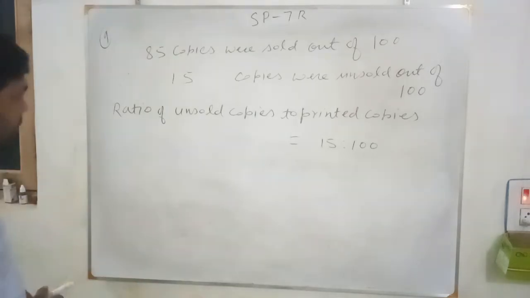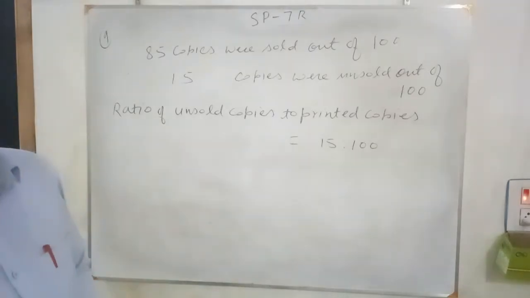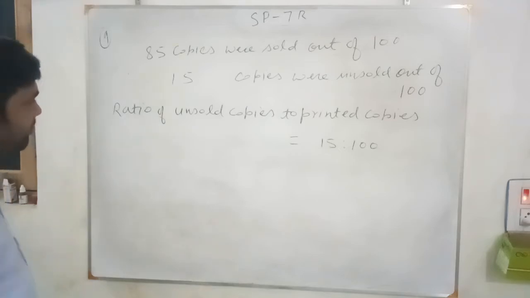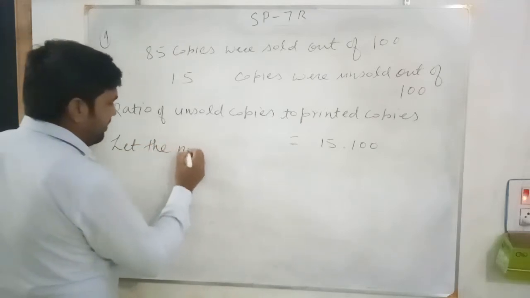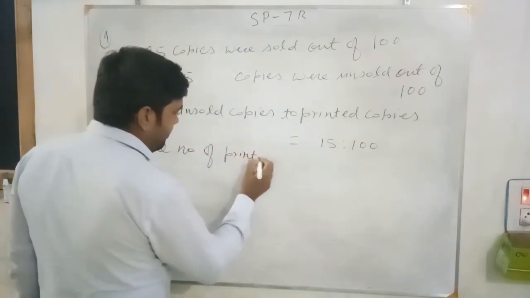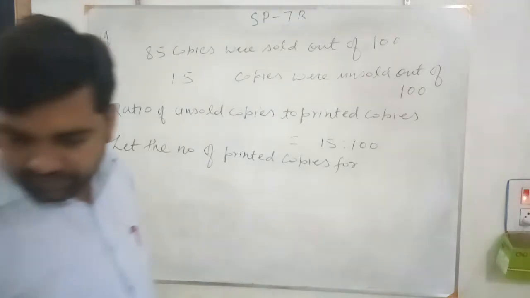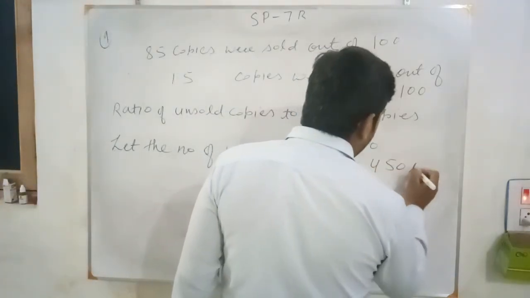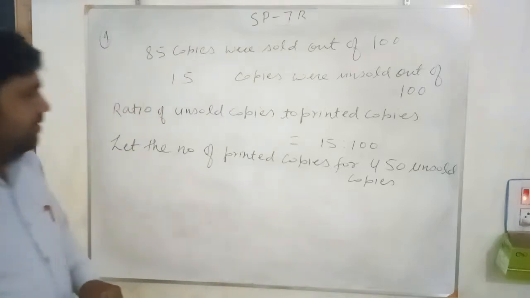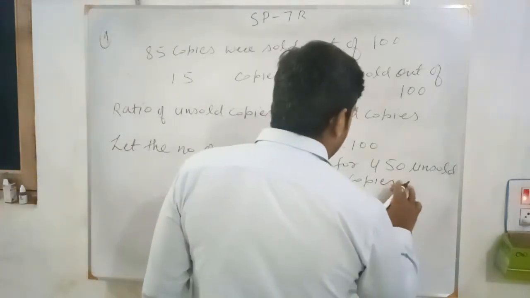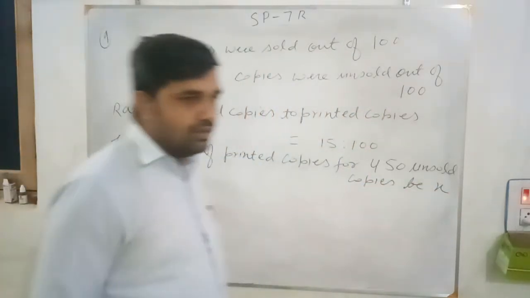Now after that, for 450 copies left unsold, let the number of printed copies for 450 unsold copies be X. So there are X printed copies, and out of X printed copies 450 were unsold. So what is their ratio?